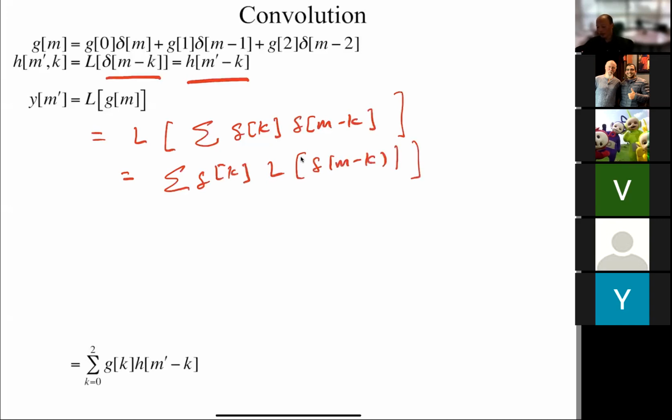So these are the responses of the system to these shifted impulses, right? Because it's shift invariant, we know that our output is just going to be shifted versions of the same impulse response. So g of k, h of m minus k. Okay, and so that's essentially what convolution is.